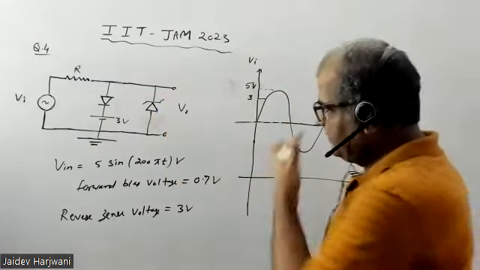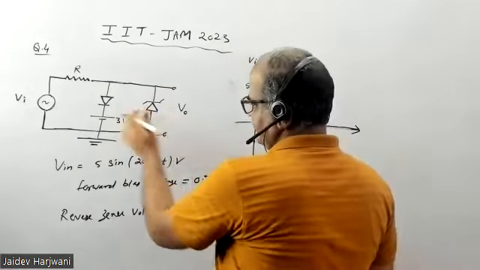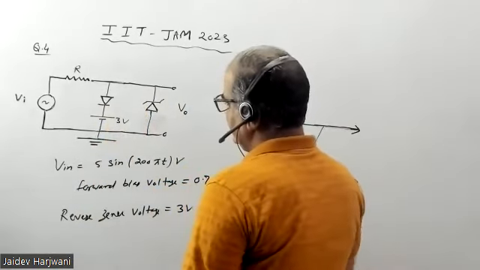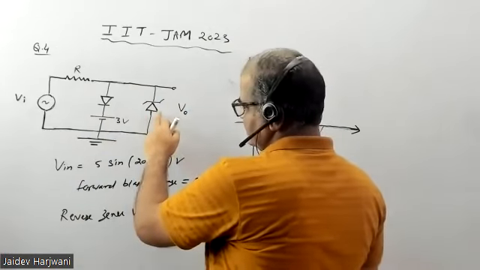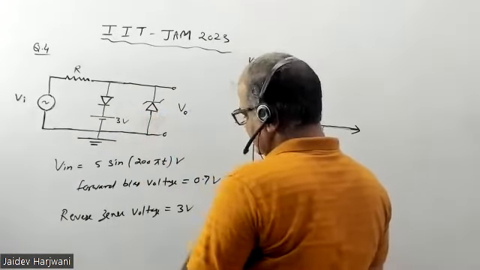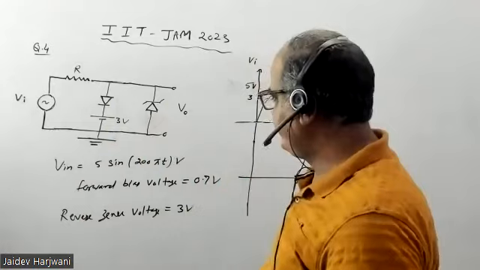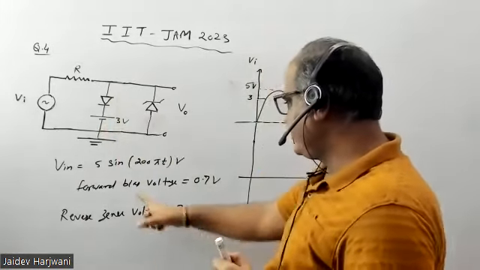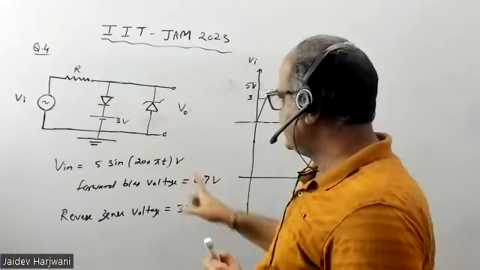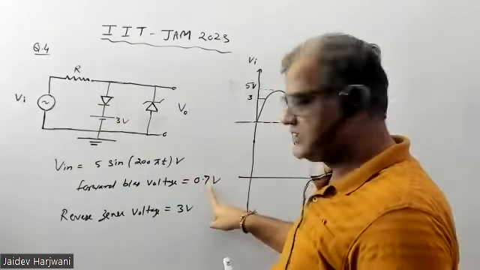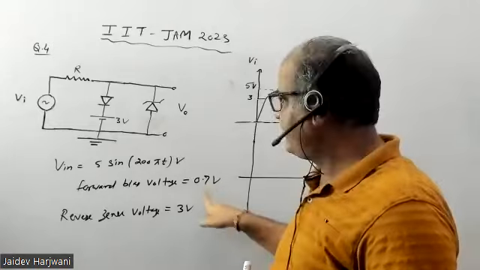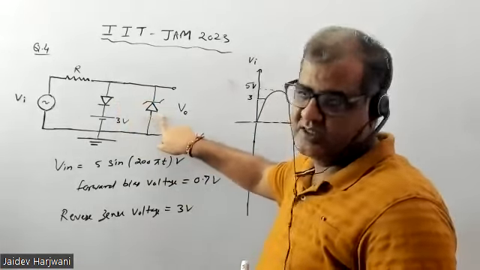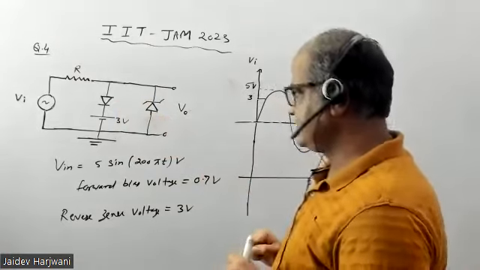As you can see, this diode is reverse biased by a 3-volt battery, and the reverse bias voltage for this Zener diode is given as 3 volts. If we want to conduct these diodes in forward bias, the forward bias voltage for both diodes is given as 0.7 volt. So 0.7 volt is the forward bias voltage for this normal diode as well as for this Zener diode. Now let us see what happens.